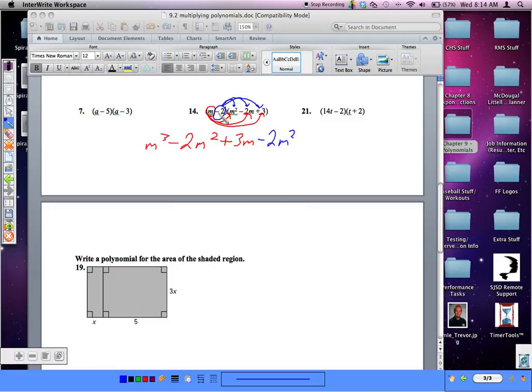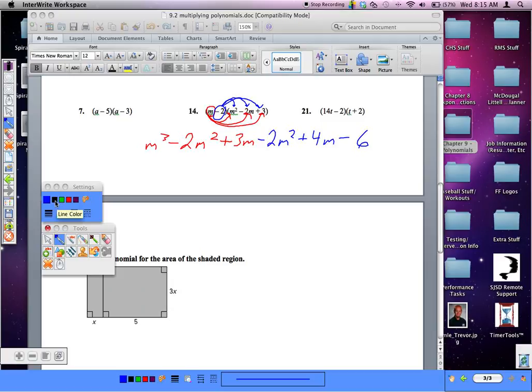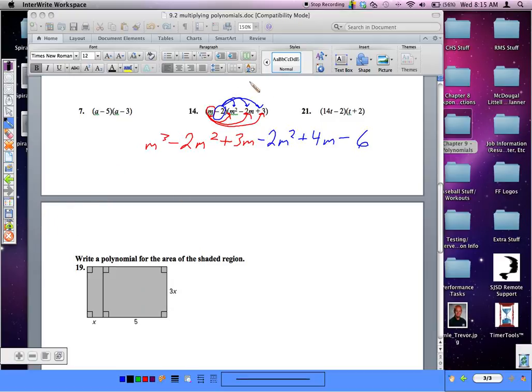When we multiply the second one, it's negative 2 times negative 2m. That's negative times negative. It's going to be positive 4m. And then we take negative 2 times positive 3. Negative times positive is negative 6. Now at this point, after we've done that distributive process, and we've got all terms multiplied, we combine like terms.